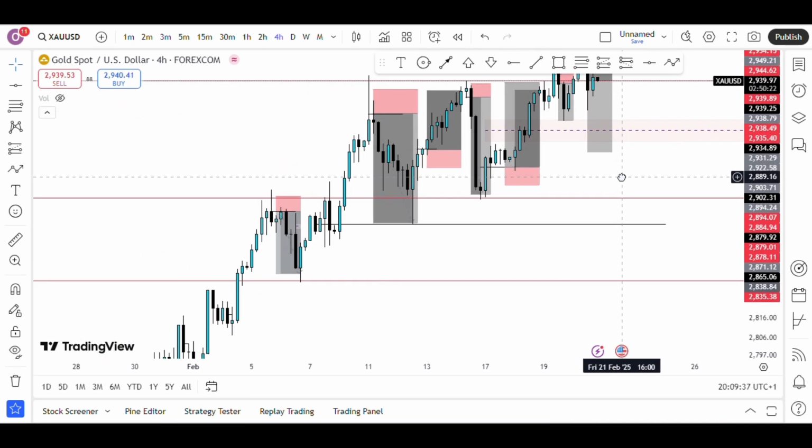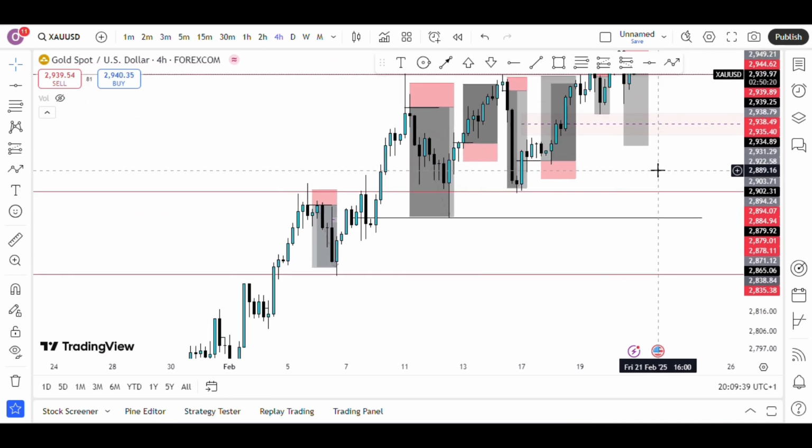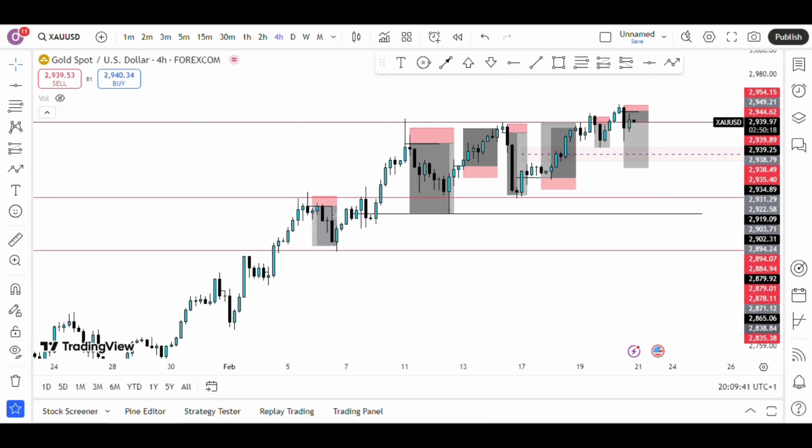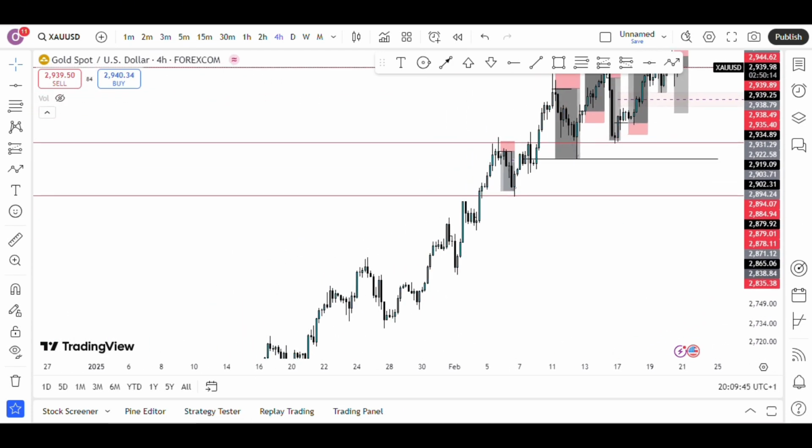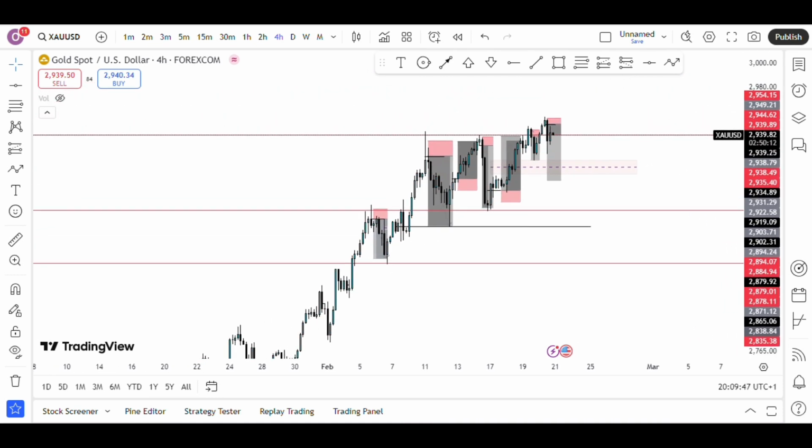So what can you see right here? You see that this is how I confirm the buys of the market. Then you can see that market is actually in an uptrend, right? Generally we are in an uptrend on gold, right?